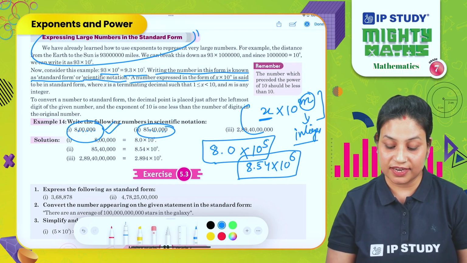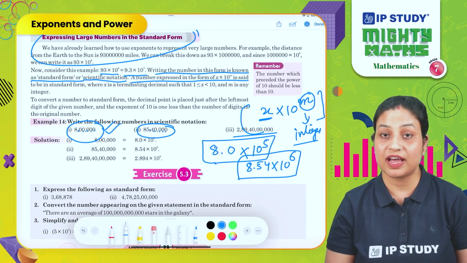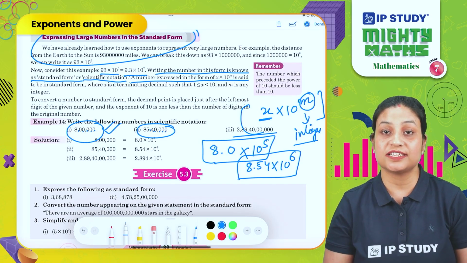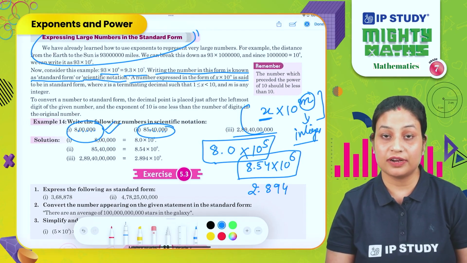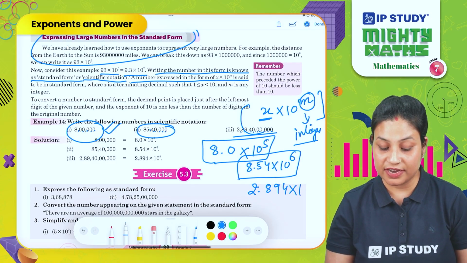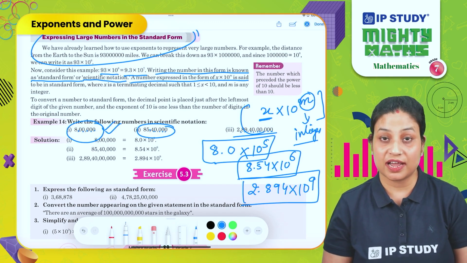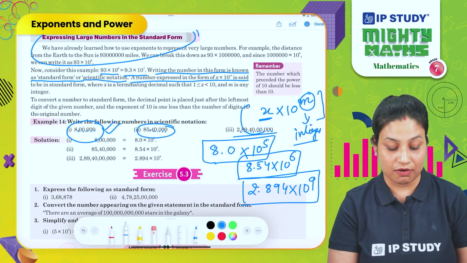Now let's take another example. Here 2, 8, 9, 4, 0, 00, 000. We have this number. In order to express it in scientific form, simply put the decimal after 2. So you will get 2.894, and then count the digits: 1, 2, 3, 4, 5, 6, 7, 8, 9. So there are 9 digits after the decimal. So I will write 10 raised to the power of 9. So 2.894 into 10 raised to the power 9 is the scientific notation of this number.